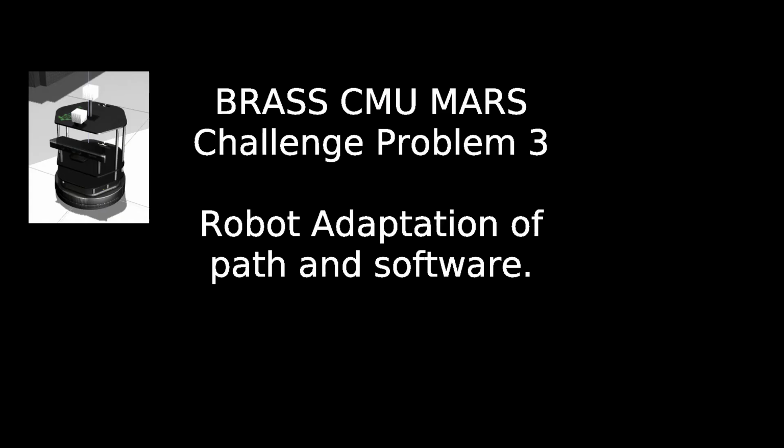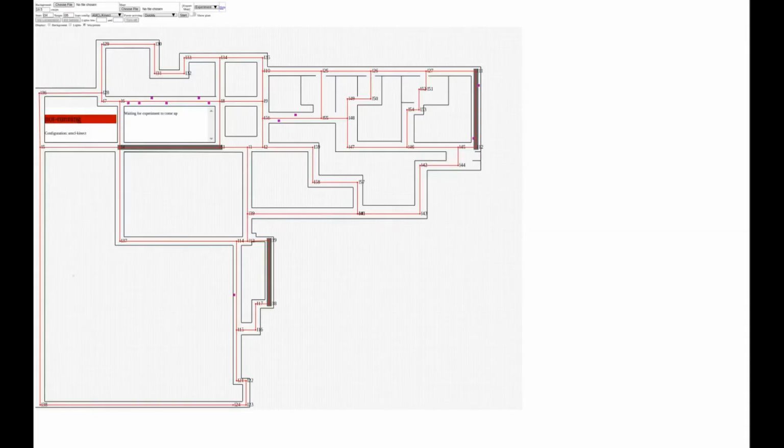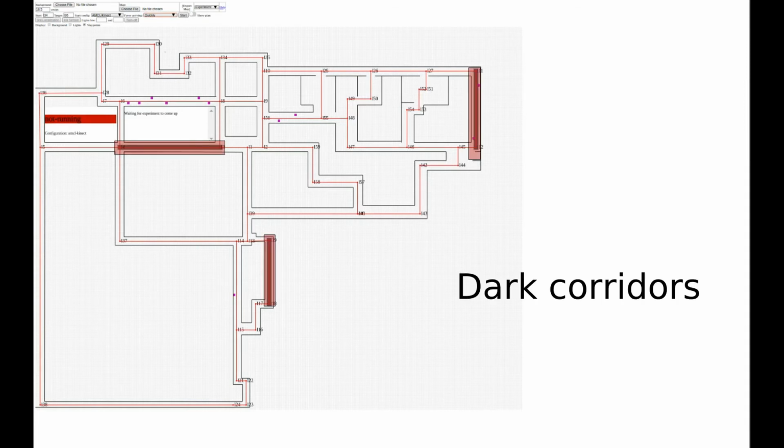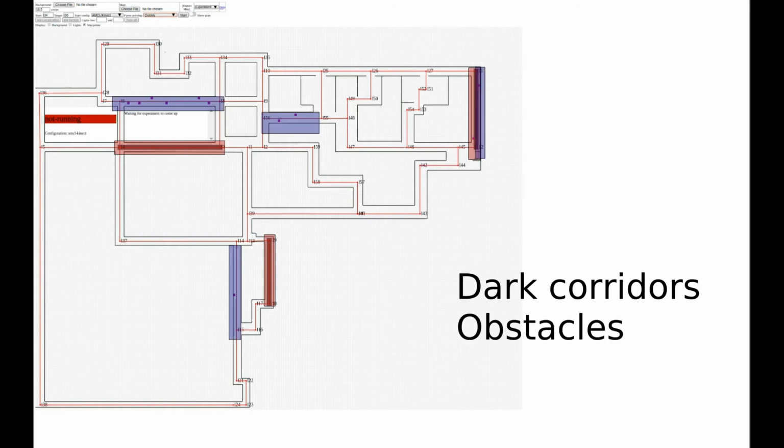We're going to see now an example of adaptation where both path and software are changed. In the map of the building where the robot has to carry out its mission, we can see some dark corridors in red and some corridors in blue containing obstacles that the robot has to avoid.